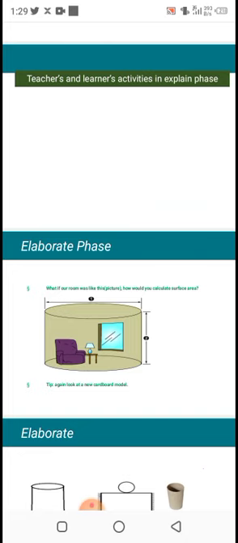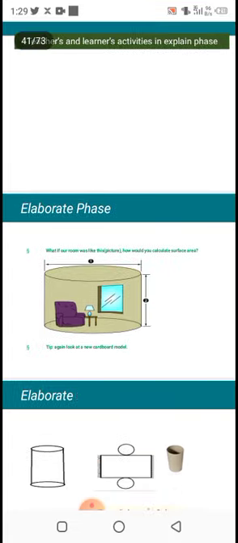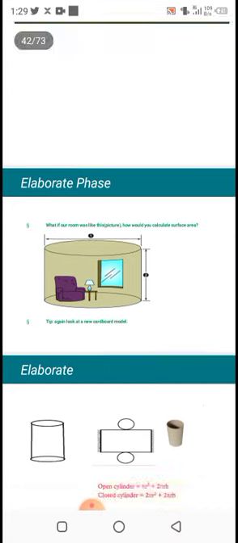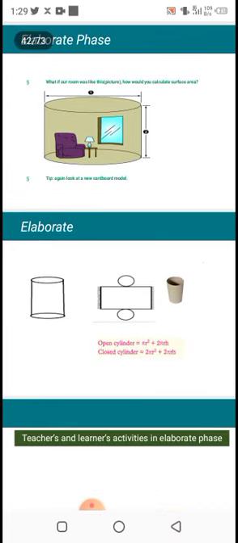Elaborate phase. In the elaborate phase, this is a phase where teachers help learners to know how to use acquired knowledge or skills in real life situations, and also how to connect with prior knowledge.